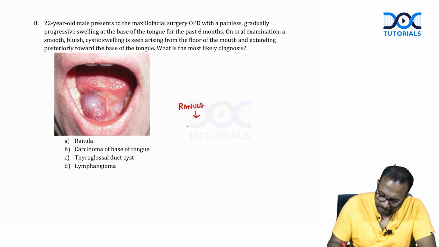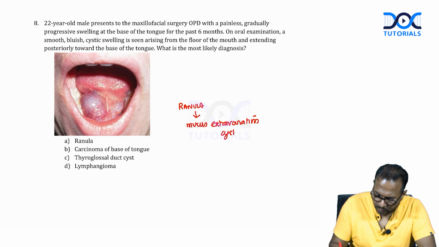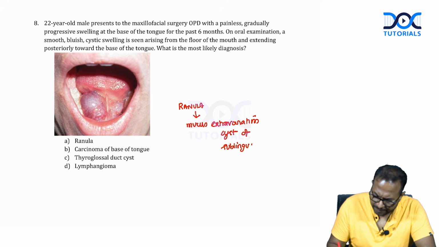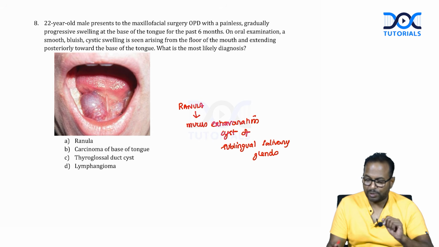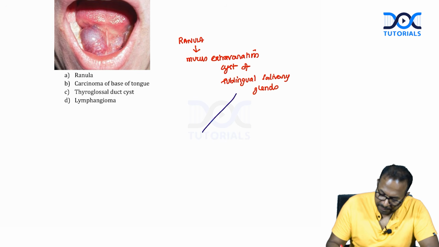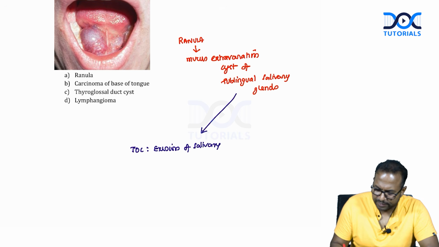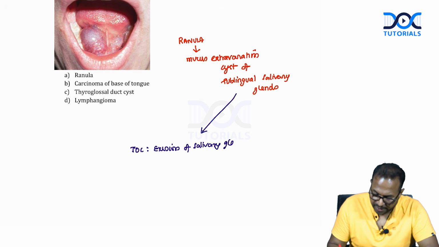So, ranula is a mucus extravasation cyst of sublingual salivary glands. The ideal treatment of choice for this case is excision of the sublingual salivary gland.